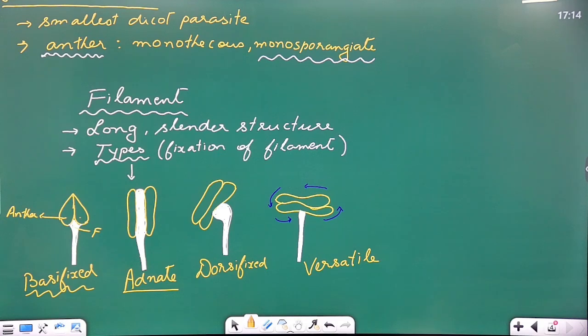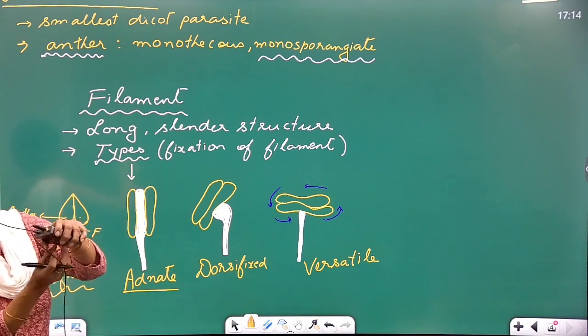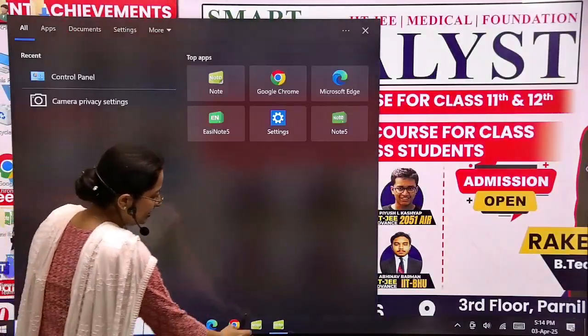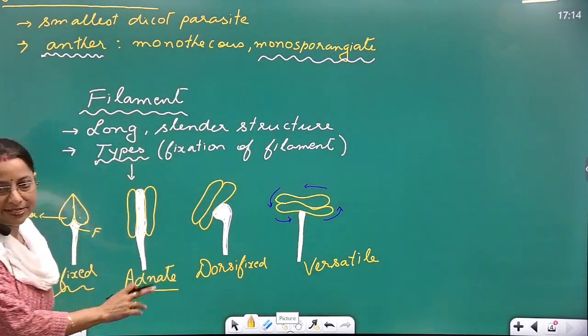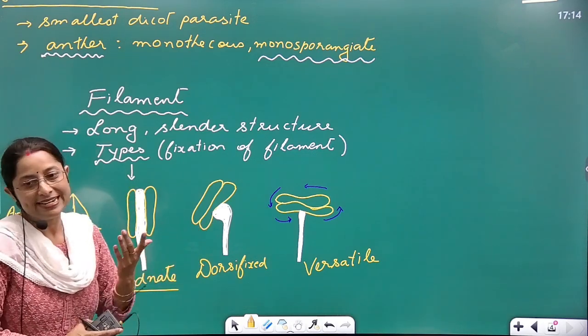Dorsal side means ventral or dorsal, no? Back side. Right? The filament is attached to the back side of the anther. If it is attached to the dorsal side, it would be called what? It will be called dorsifixed. Is the point clear? Did you understand? It can be attached at the base, at the upper part, or at the back side, right?